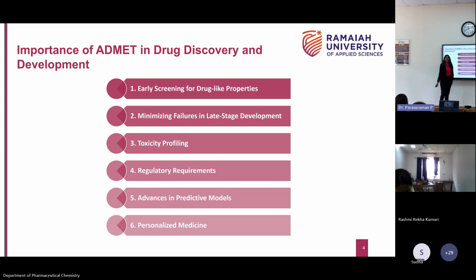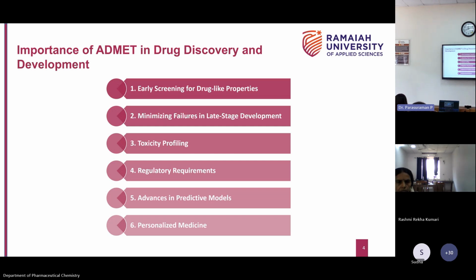Okay, so we need ADMET. Why? Because, as Dr. Parshuraman sir told yesterday, because of ADMET we get to know many things about a drug, like pharmacokinetics and pharmacodynamics. Around 39% of drugs fail because of these pharmacokinetic properties in the last stage, the clinical trials. So to minimize or identify such failures, we have to do such screening in the first step only.